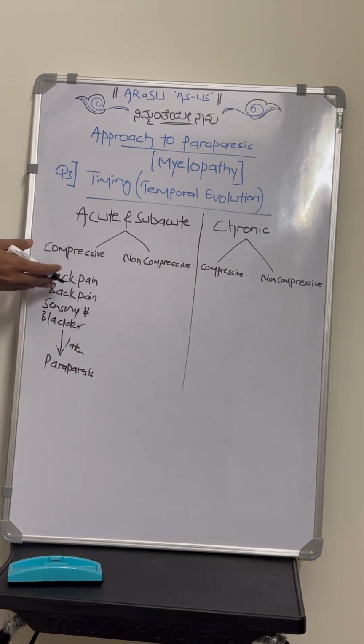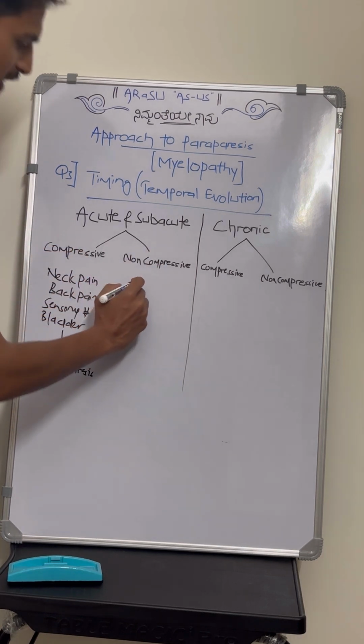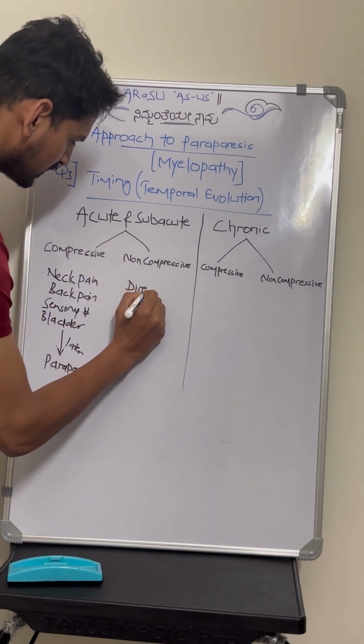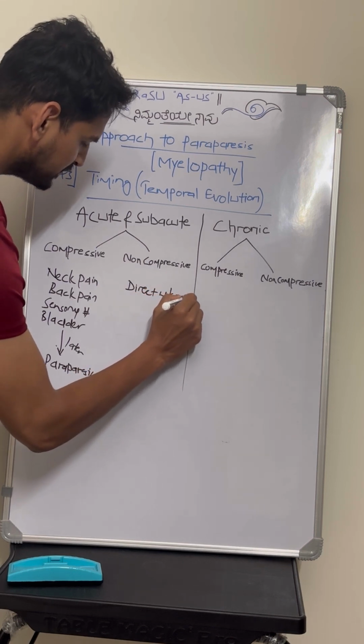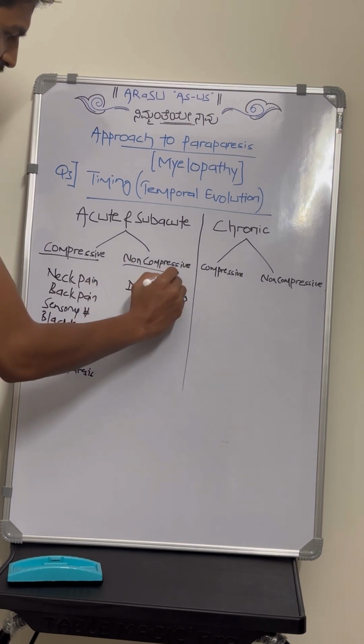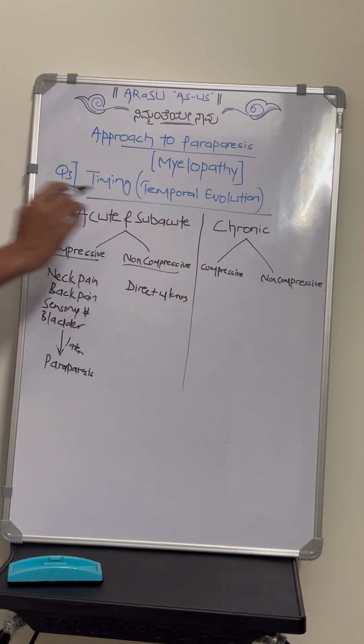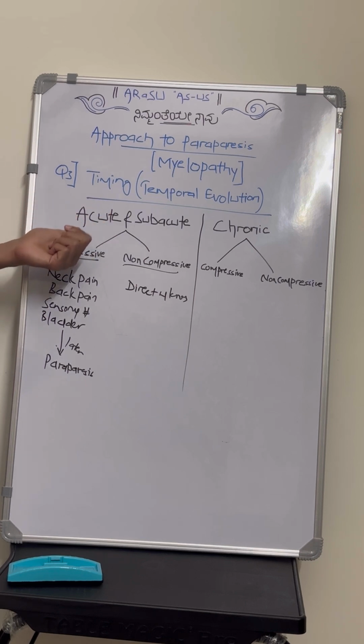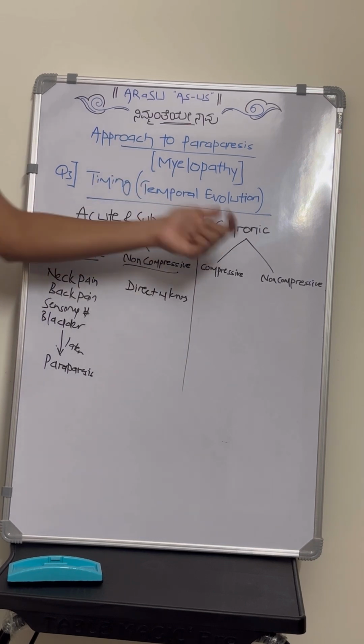So some antecedent symptoms will be there, whereas in non-compressive type of cord lesions, there will be direct weakness, no antecedent symptoms. So this one we have to decide first, whether it is compressive or non-compressive type of lesion. Then we can decide what might be the reason for acute, subacute and chronic.